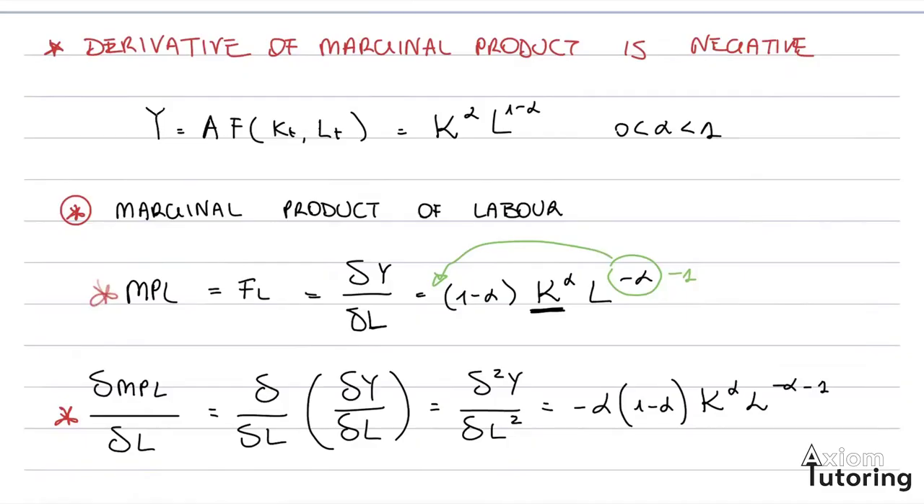So let's look into this. 1 minus alpha we know is going to be positive as alpha is between 0 and 1. However, minus alpha is going to be negative. And the two factor inputs are going to be positive again, because if we had a negative factor input, we would have 0 output, but we don't want that. And also it doesn't make sense to have a negative factor input. However, since we have a negative here, minus times plus is minus, times plus is minus, times plus is minus. Hence, overall, the derivative of our marginal product is going to be negative. It's going to be less than 0.